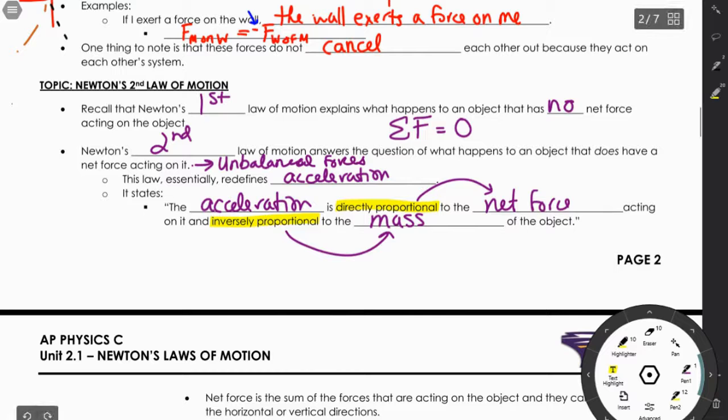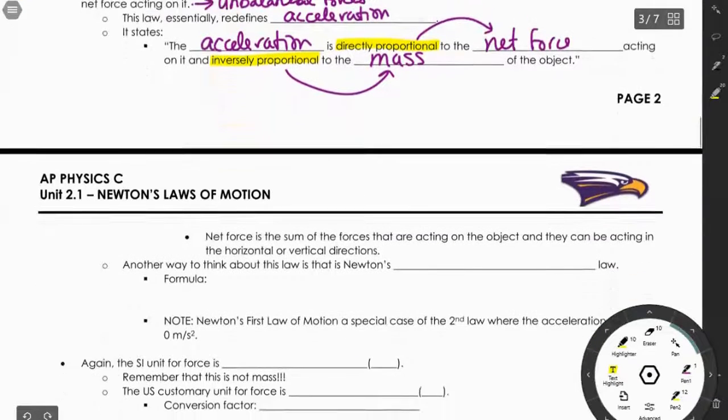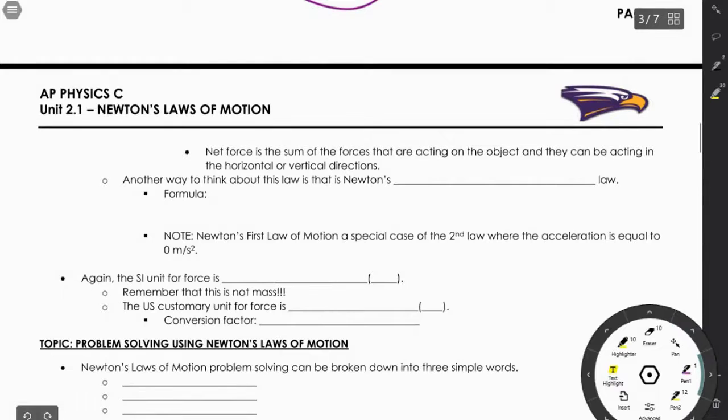We'll get into what this breaks down to in a second, but remember, when we say anything with "net," it means we sum it up. So the net force is the sum of all the forces that are acting on the object, and it can be acting in the horizontal or vertical directions. So this isn't just a phenomenon that affects the horizontal motion or the vertical motion; it affects both.